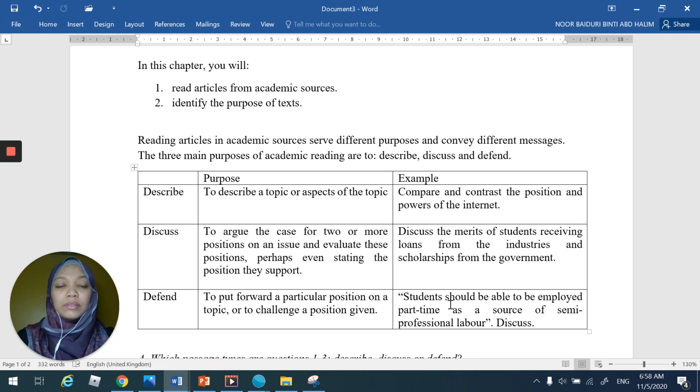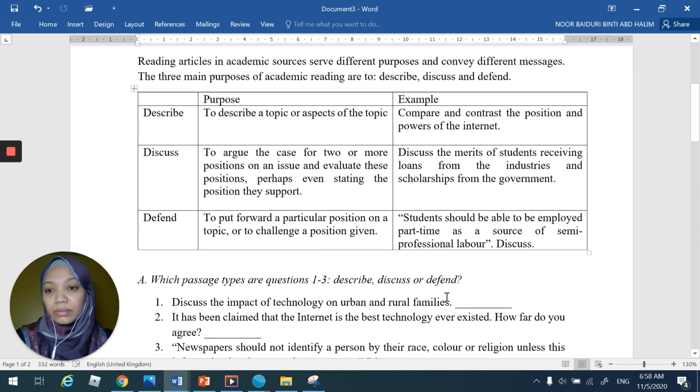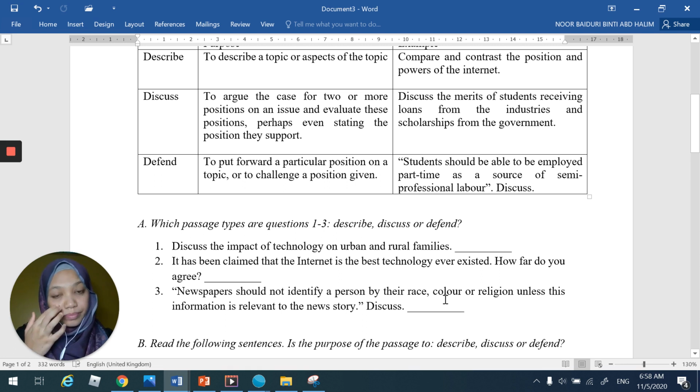All right. So you can see that to defend in an article, the biggest clue that can help you is the use of modal verbs. Modal verbs are words like should, could, would, must, can. Those are modal verbs. Okay, let's have a few examples here.